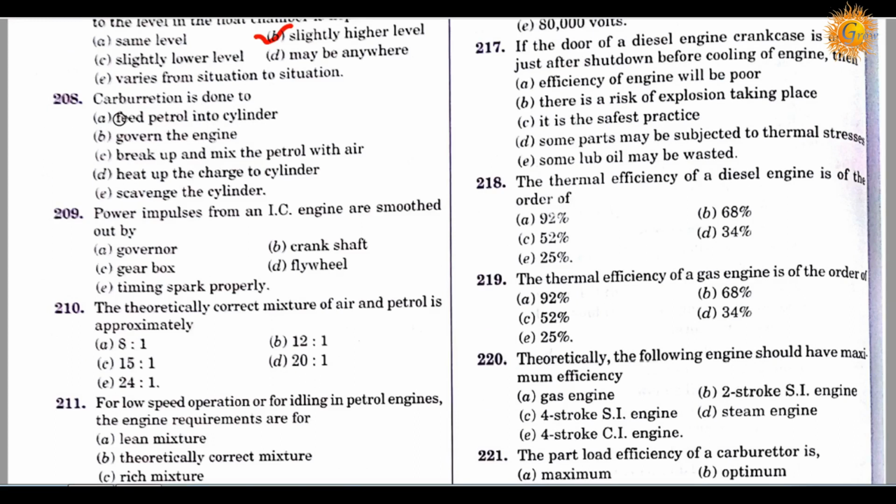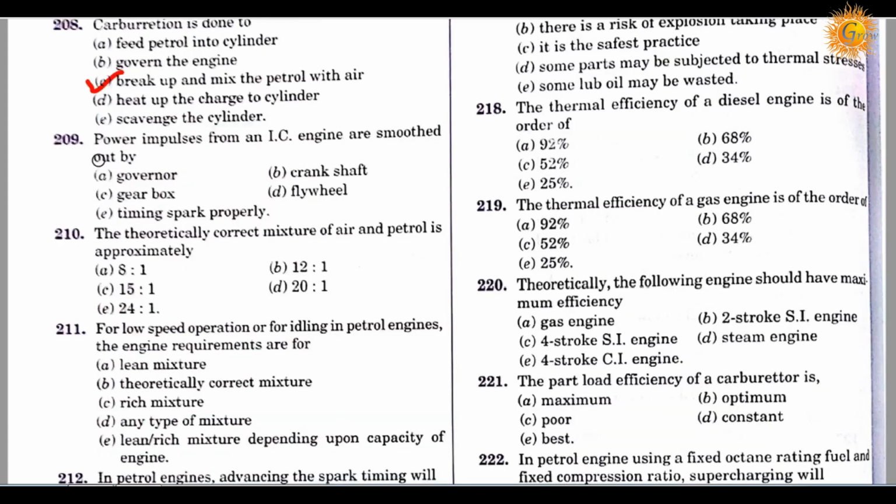Question number 208. Carburation is done to: option A feed petrol into the cylinder, option B govern the engine, option C break up and mix the petrol with air, option D heat up the charge to the cylinder, option E scavenge the cylinder. So the correct answer is C, it will be break up and mix the petrol with air.